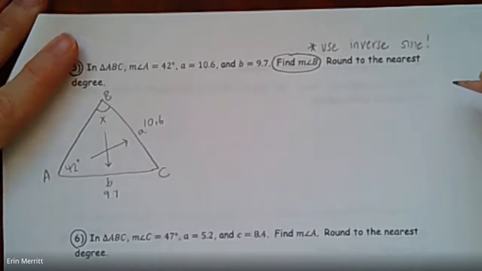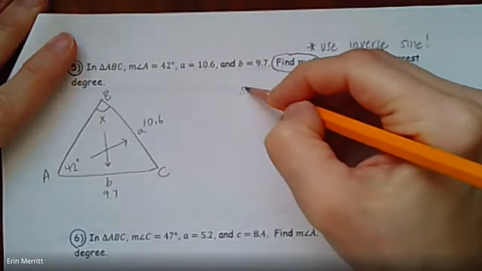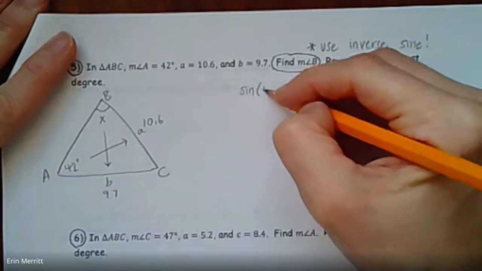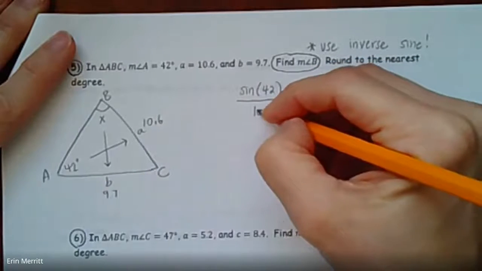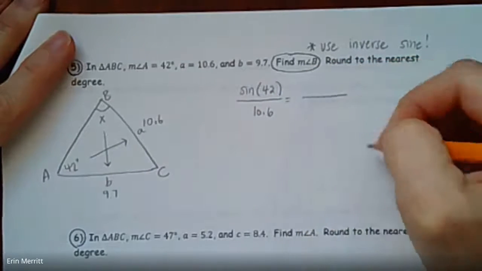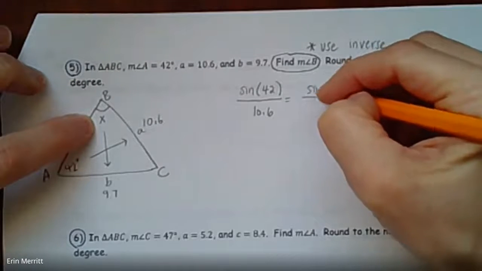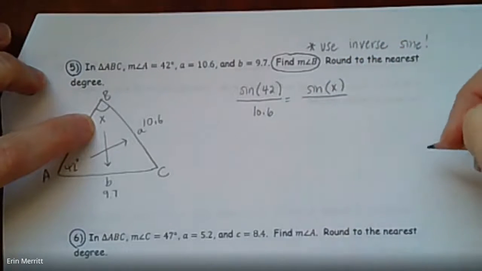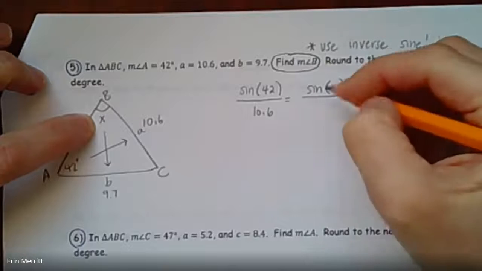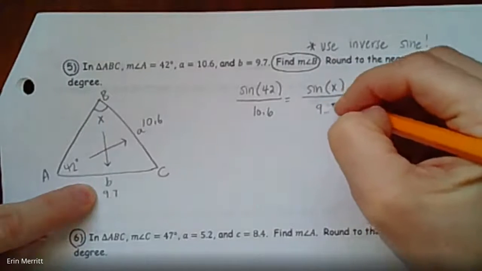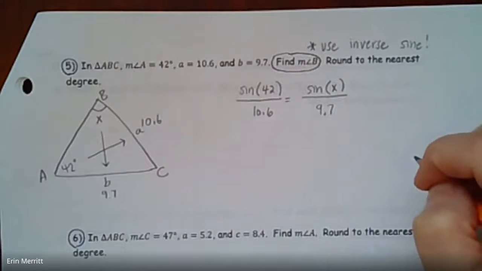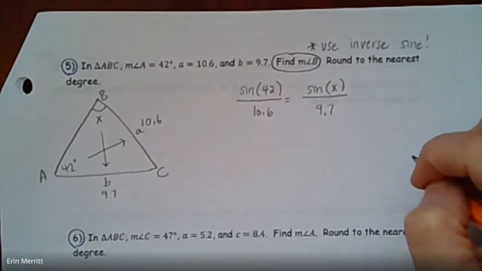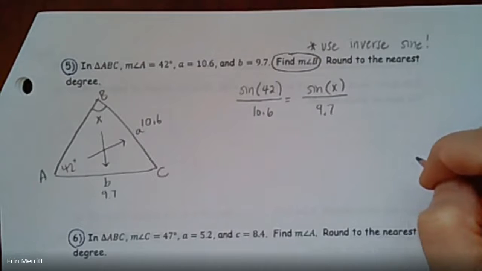But let's plug in. So we're going sine of angle A, so that's 42 degrees, over the side opposite, so over the 10.6, and then equals the sine of angle B, and I'm going to call that my x, but you could absolutely leave a capital B there, and then over little b, 9.7. So as a little note, if I have anybody out there that tends to write all in lowercase or tends to write all in capitals, stop it. You're going to confuse the heck out of yourself. All right. So you got to be really specific with this.